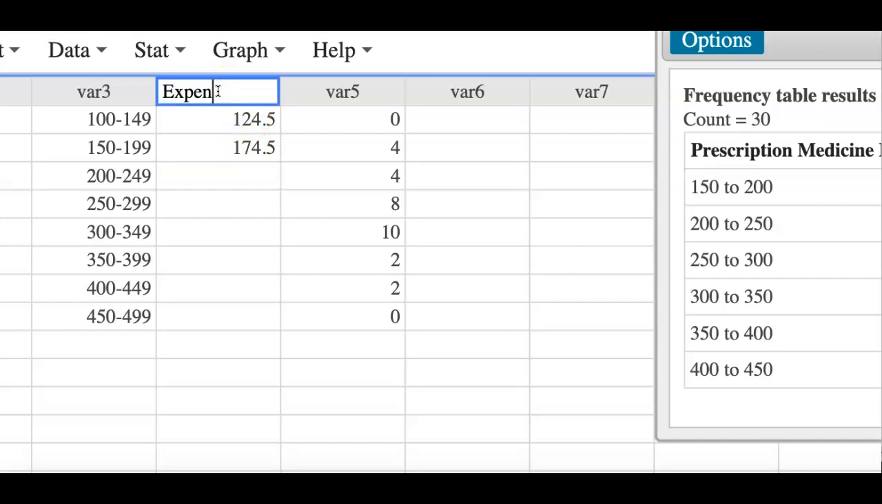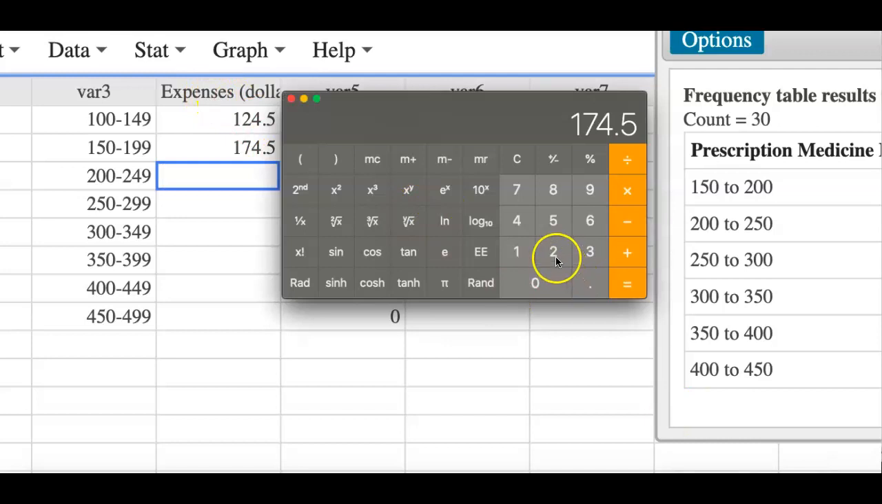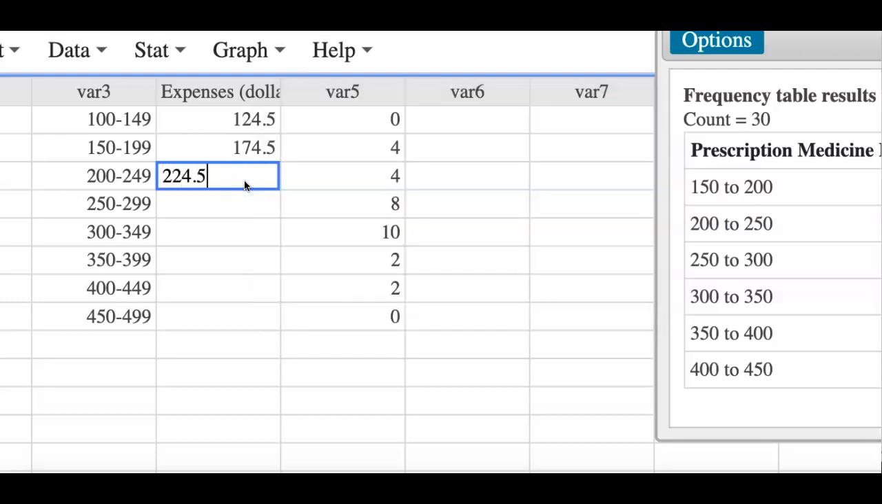These are expenses in dollars. These are the midpoint dollars. Instead of calling it midpoint, I'm just going to label it as the prescription medicine expenses. 200 plus 249, and I divide this by 2 to find the midpoints. 224.5. I noticed the pattern. The midpoints are just going up by 50. So the next number will be 274.5.